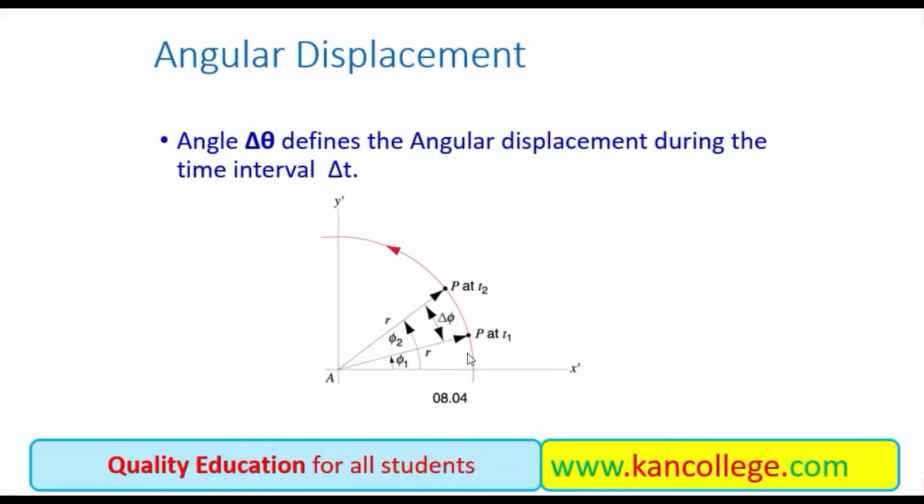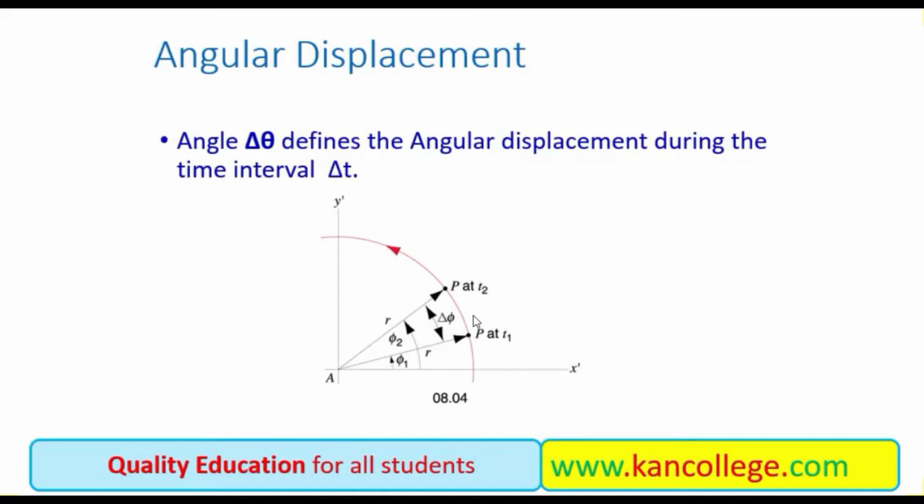If a body is rotating in a circle and it was initially at time t1 making an angle phi 1, after some time it reaches the point p2 at time t2 and it is now at an angle of phi 2, then what is the displacement of the body in the time interval t1 to t2? That is delta phi. So delta phi or delta theta defines the angular displacement.